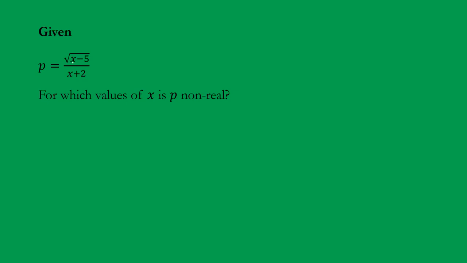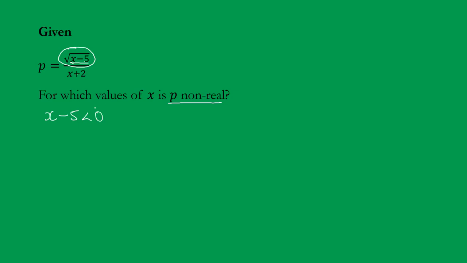Given p is equal to the square root of x minus 5, divided by x plus 2, for which values of x is p non-real? Which numbers are non-real? The square root of a negative number. So it means that if x minus 5 is negative, the whole x minus 5 is negative, then p is going to be non-real. So p is going to be non-real if x minus 5 is less than 0.